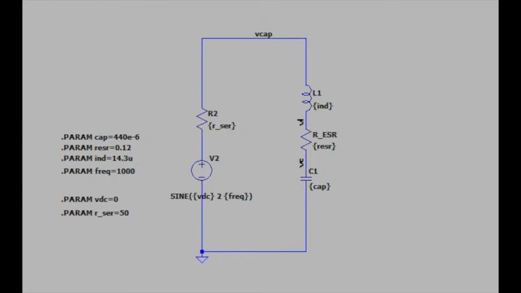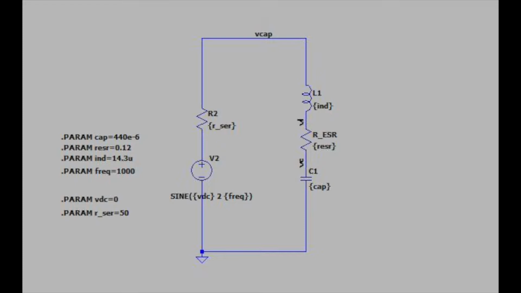The series resistance of the source is 50 ohms. The amplitude of the sine wave is not important, but the frequency is 1000 hertz, 1 kilohertz. So when I simulate this, essentially I'm simulating the series combination of both these components, the inductor and the capacitor. I also did individual simulations of just the inductor and the capacitor, and I will show the results of all three of these simulations in the next slide.